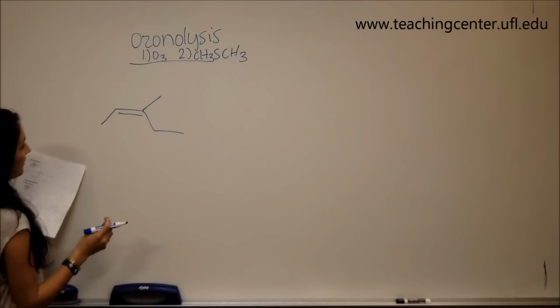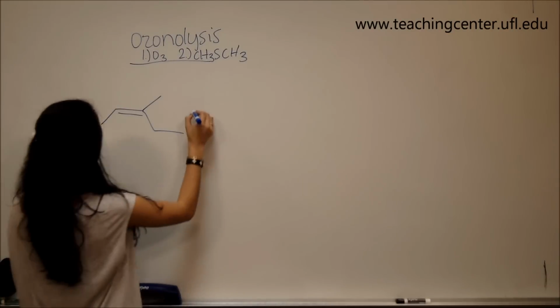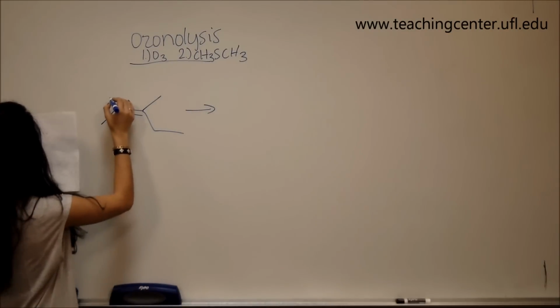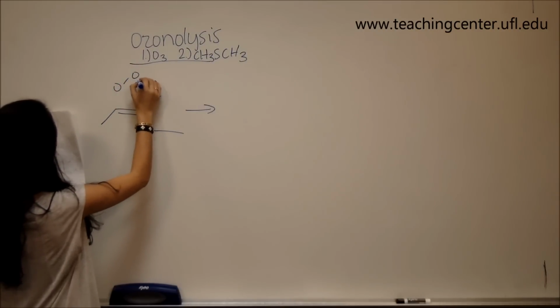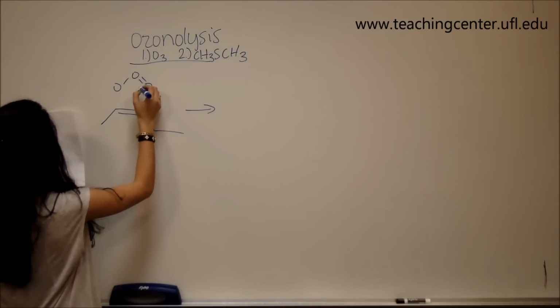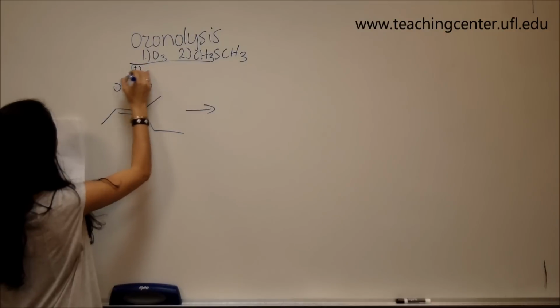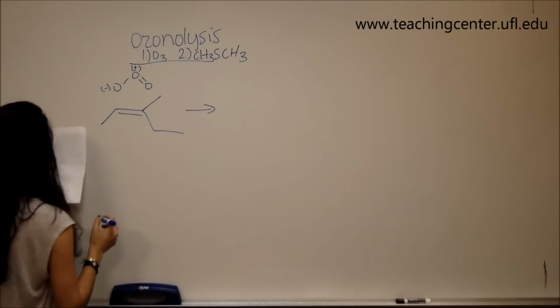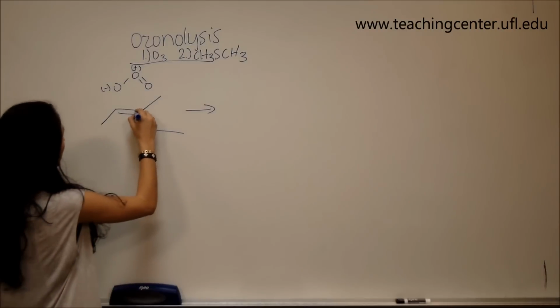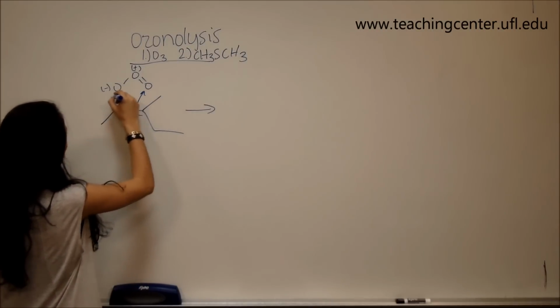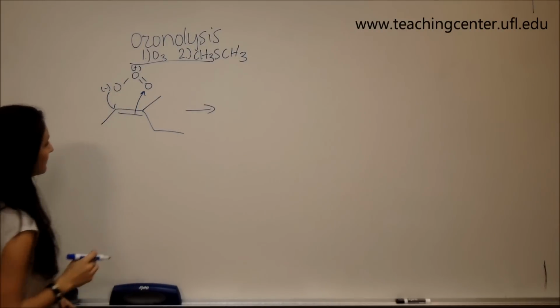Okay, so basically what you have, if we start out with this and we add O3, what O3 looks like is basically like this. Okay, so you have a positive here and a minus here. So this is going to attack this, but this is going to come back and attack this.